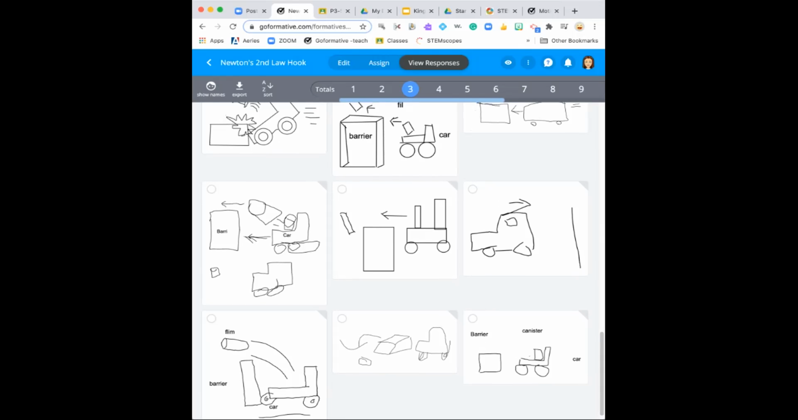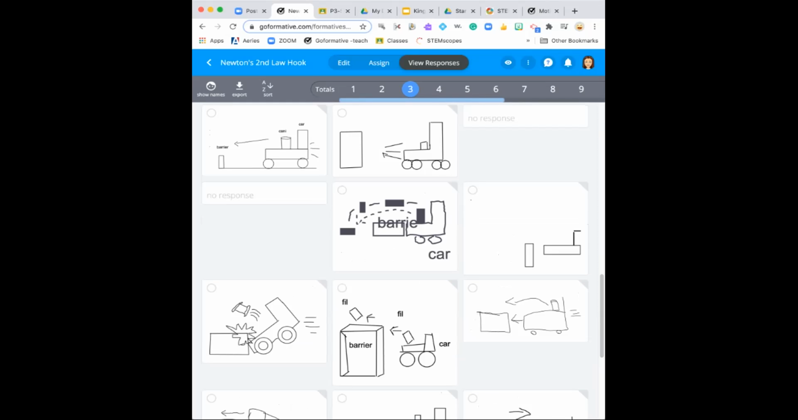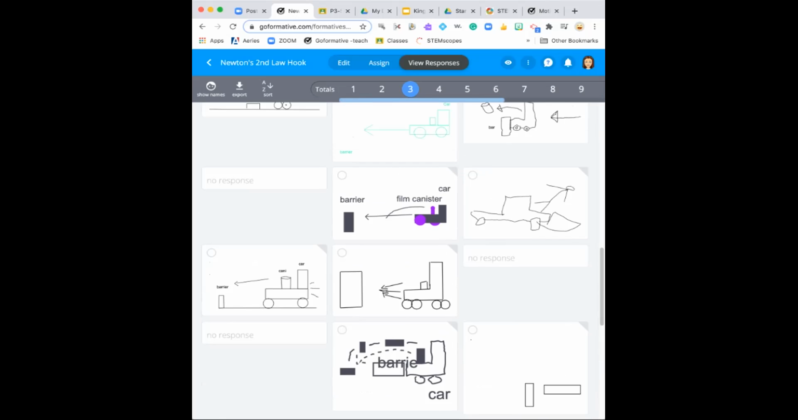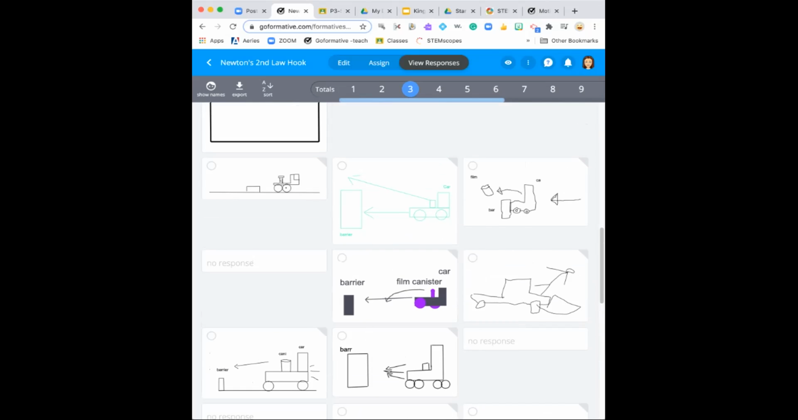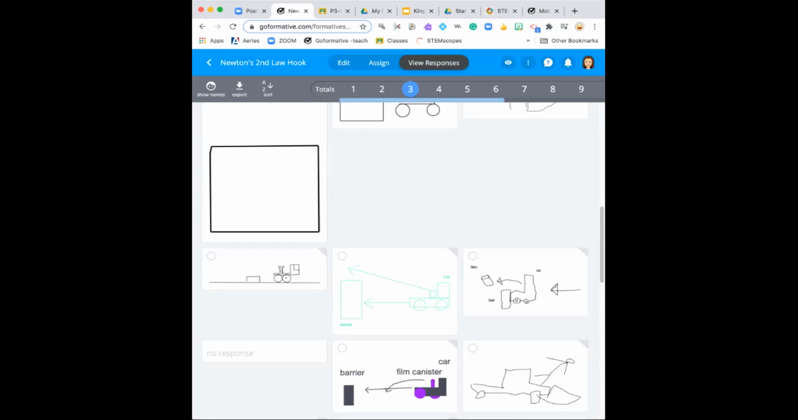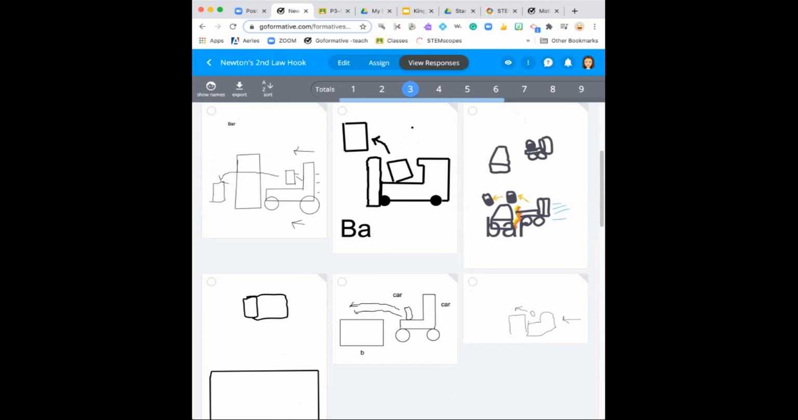Okay, all right. So you have the car, the canister, the barrier. You're going to label those. Okay, make sure this is a nice drawing, but now we need to label the parts. And then we have an arrow, good, showing the motion. For this one here, good. We have arrows showing there was a force applied and motion of the canister. Okay, good.